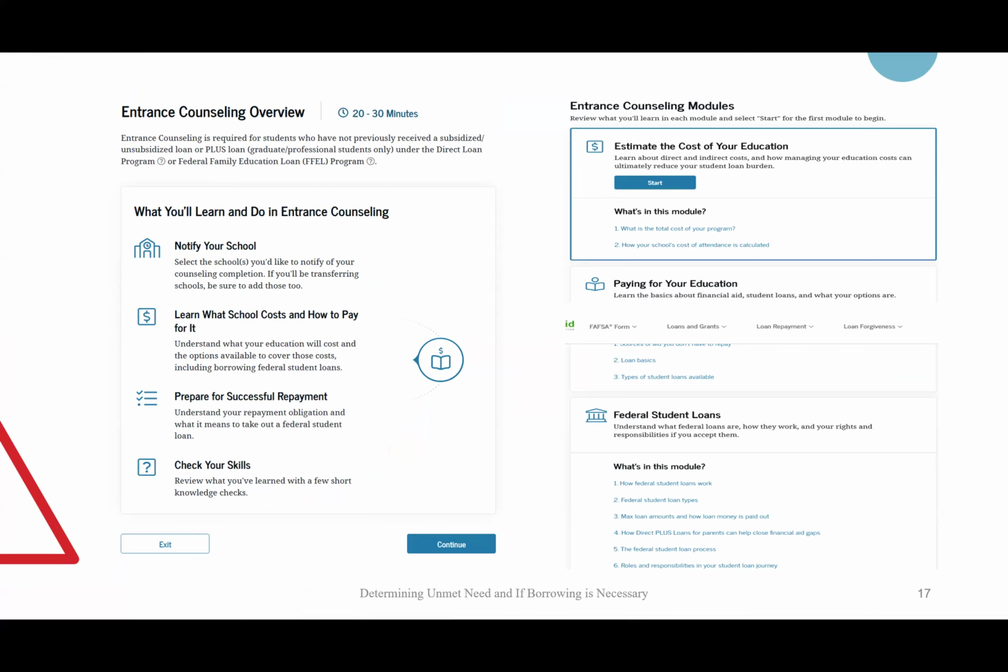into the counseling module. And as you can see, it gives quite a bit of information. It gives you the time it takes to complete it. It shows you what you will learn. And here are screenshots to the right of how it will look. Like I said, there are several modules you will have to complete. It gives you a thorough understanding of the loan itself and the different loan types, basically giving you as much information as possible to make an informed decision about carrying out this loan.